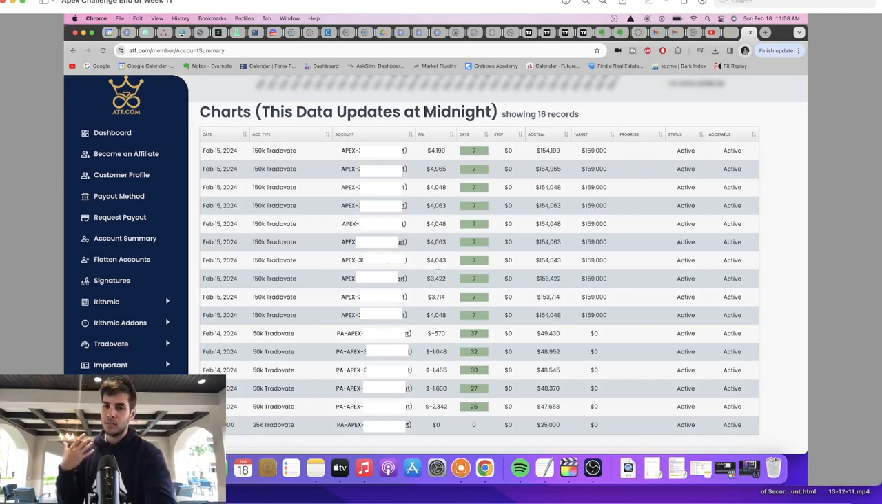However, 41,000 of fake money, we can't withdraw that because it's on the evals. We need to get these to 159,000. So about 5,000 more on each account. I'm expecting to get there in about 2 weeks with my strategies. And we'll go over my strategies in a moment.